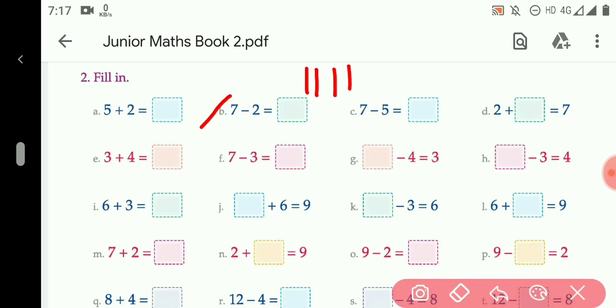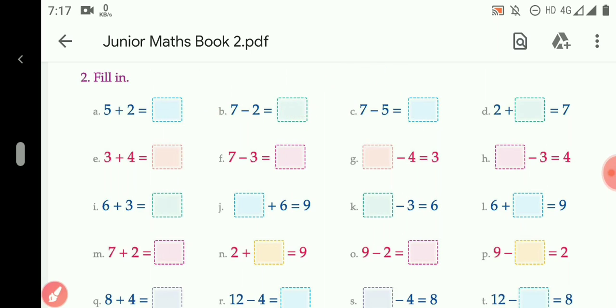B part, 7 minus 2, which means subtraction. 1, 2, 3, 4, 5, 6, 7. We will cancel out 2. Then how many are left? 1, 2, 3, 4, 5. So the 5 is the answer. In the C part is the same, subtraction.